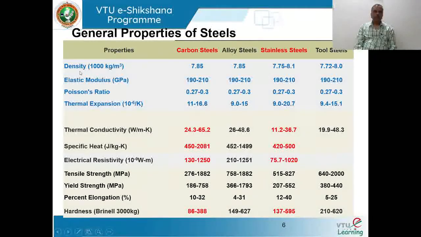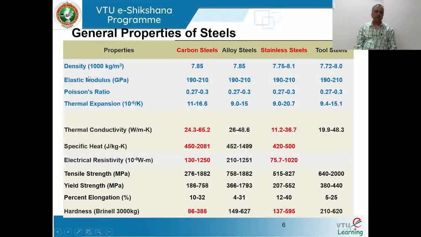Stainless steel is generally being used these days for the construction of staircases. Now if you see the first four properties, the density, elastic modulus, Poisson's ratio, and thermal expansion, these four properties remain more or less constant. It is not going to change. Even if it does change, it is over a very small range, so that change can be neglected. Irrespective of the type of steel, these four properties will have more or less the same value. That is what is reflected in this particular table.